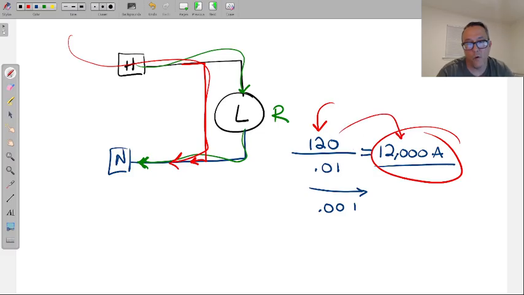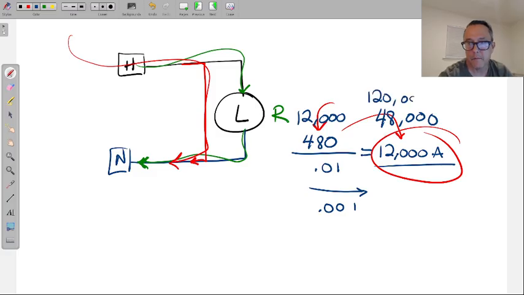A short circuit on a 120 volt circuit, 12,000 amps seems like a lot. Not as much as if the voltage here was 480 volts, what comes in standard to an industrial building. Now we have 48,000 amps. And imagine now a short circuit on the utility lines outside. That could potentially be 12,000 volts. Now we have 120,000 amps.